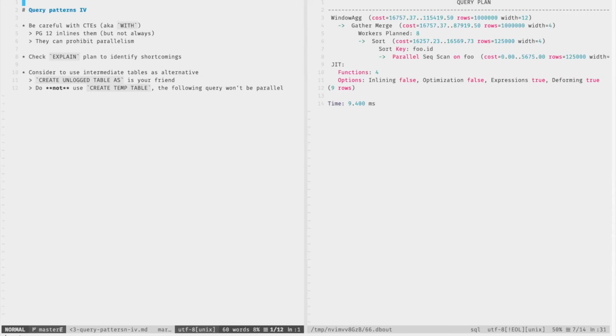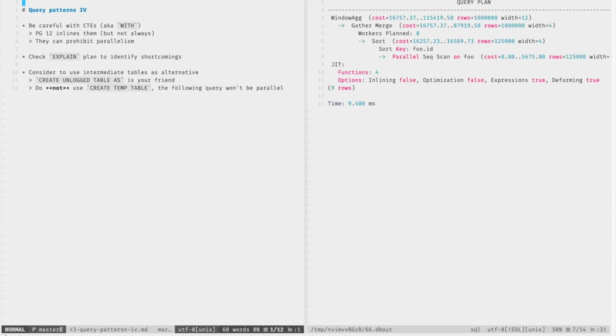What to do with these? If in doubt, just create an unlogged table, right? CTE stands for common table expression. So in that case, just use an unlogged table. Does basically the same thing. Don't forget to drop it.